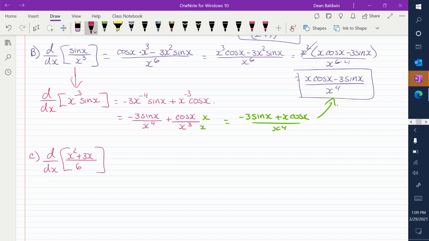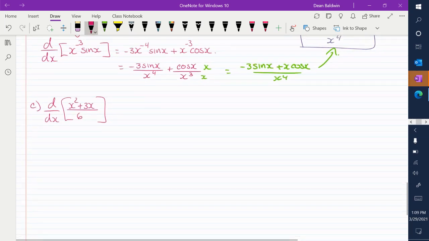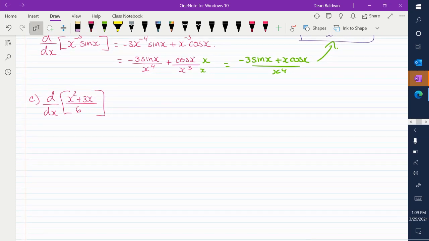Before you do anything, what rule do you want to use on this one? You can use quotient rule. It's not going to be wrong, but quotient rule is obviously more complicated, right? What do you notice about the denominator? It's a constant. What are you allowed to do to constants? You can't kill them, but you can pull them outside of the derivative, right?